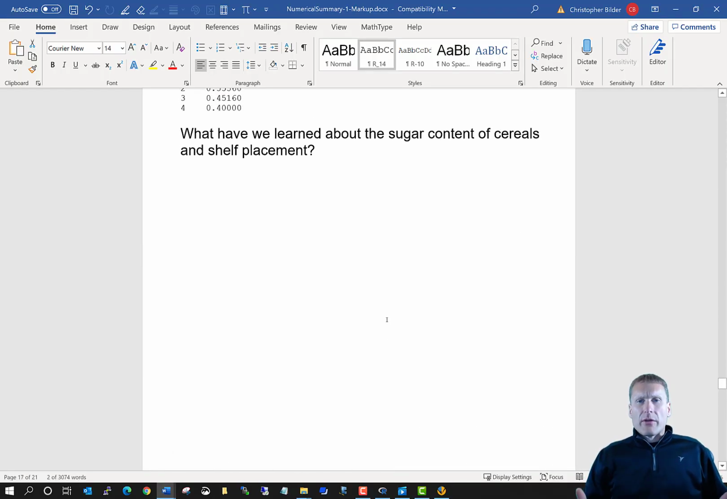So what have we learned about the sugar content of these cereals and their shelf placement? Well, it appears that there might be some kind of trends here, that indeed shelf 2, which is the second to lowest shelf, tends to have some higher sugar content cereals. Now, this is by no means a formal analysis. We will more formally look at this later in the course when we start talking about inferences, but this is our initial investigation into the data here.